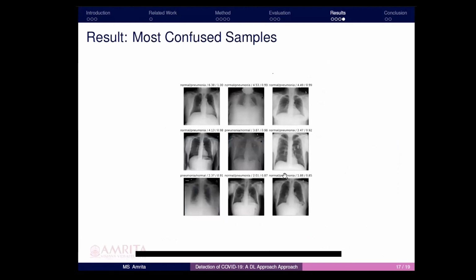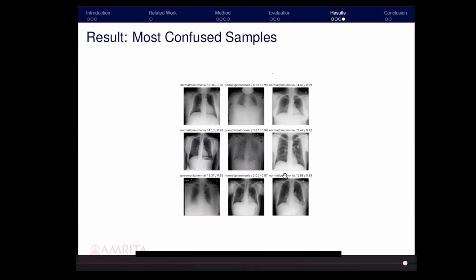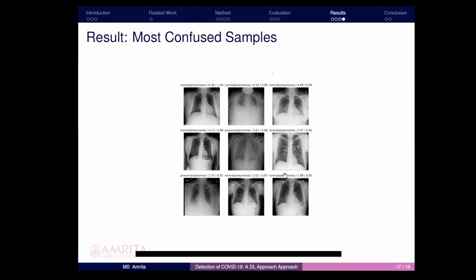Most confused samples. The figure depicts the dataset's most confused samples. Labels are in the order actual, predicted, loss, and probability. For the first case, a normal image is predicted as pneumonia with a probability of 1 and the loss is 6.38. We can observe that the model is having difficulty distinguishing between pneumonia and normal cases. We can enhance the model's performance by classifying COVID from non-COVID cases, avoiding this problem.